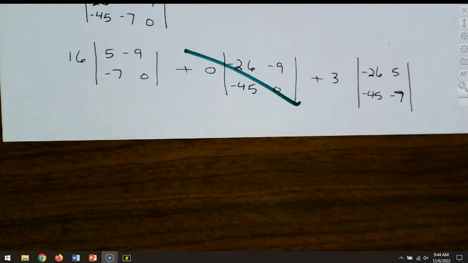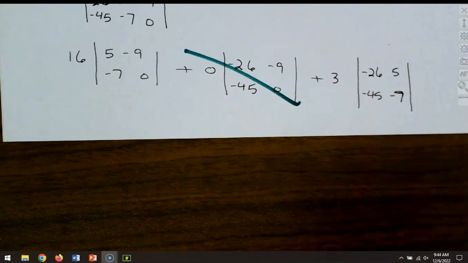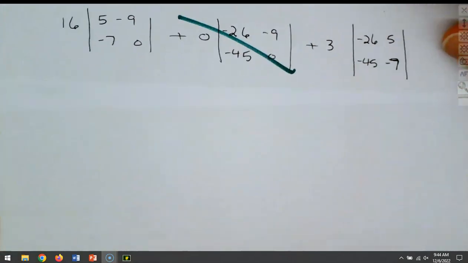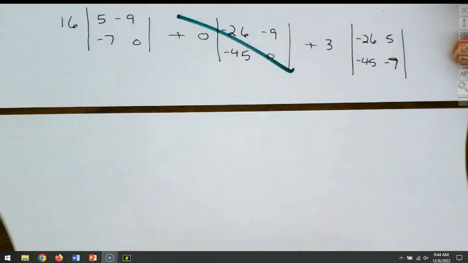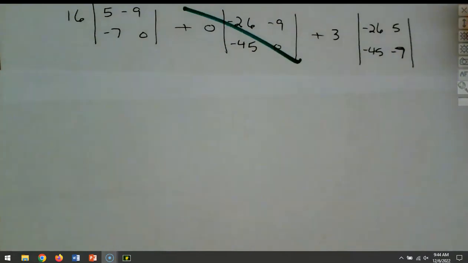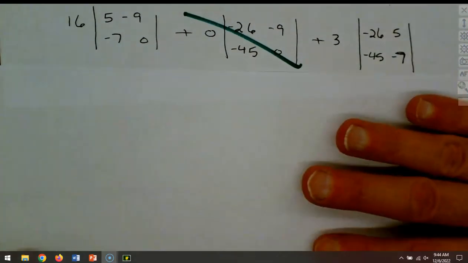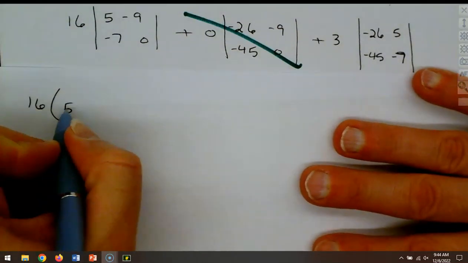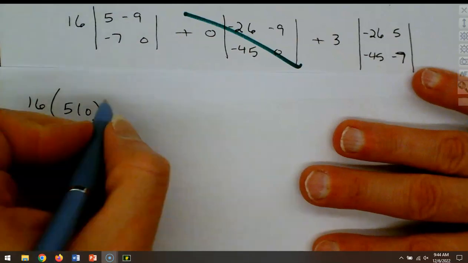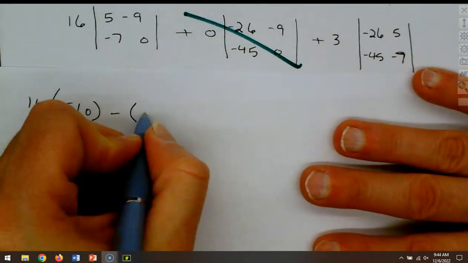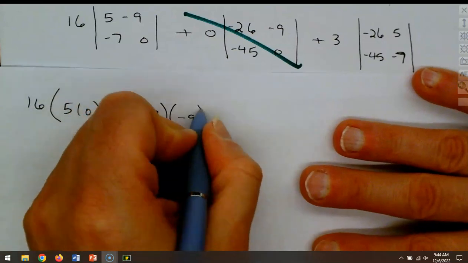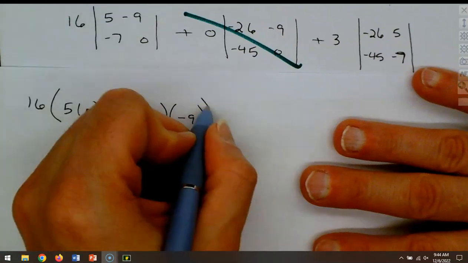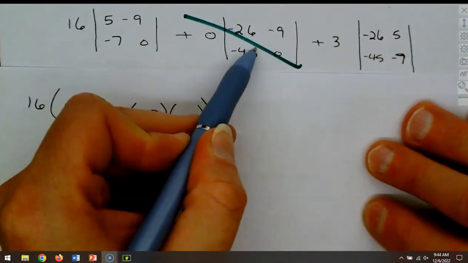Now we've got to break up our determinants. So let's go ahead and break this up. The middle one is gone. So the good thing is we don't even have to worry about the middle one because it's done. And what do we have here? We have 16, and that's going to be 5 times 0. Well, that's gone, so we don't have to worry about that. Minus, parentheses, a minus 7 times a minus 9 again, because that's what we're working with here. This is 0, so it's gone.